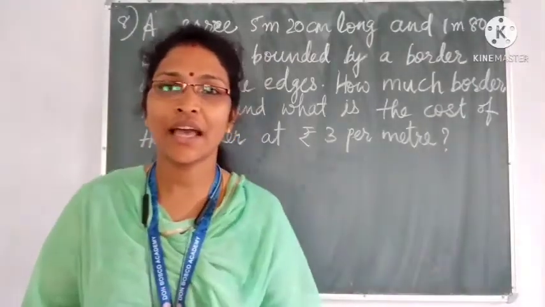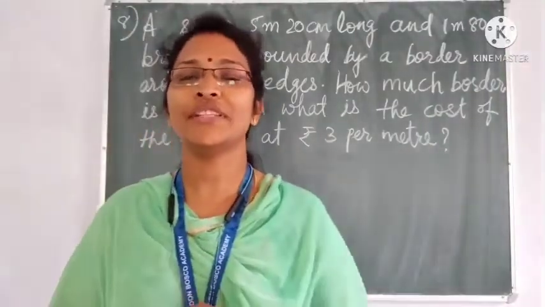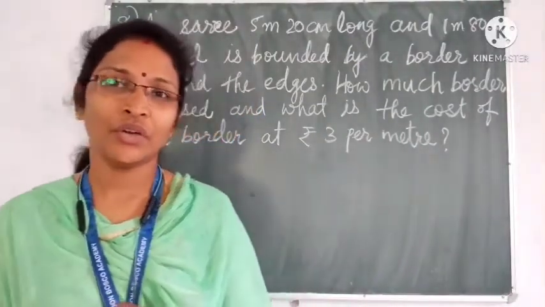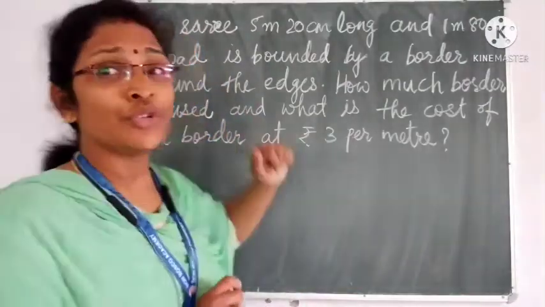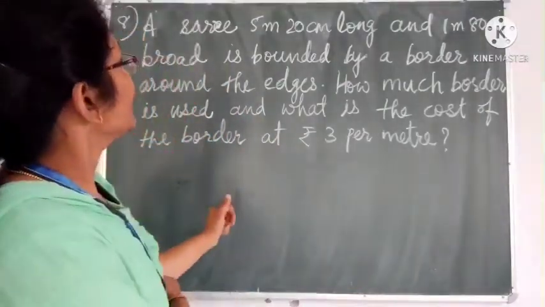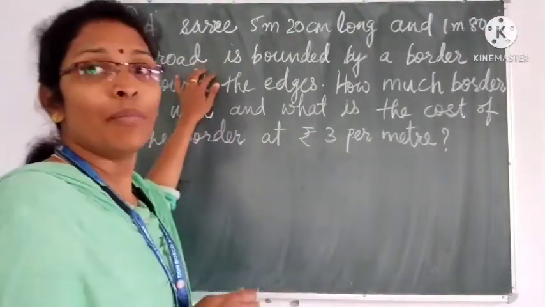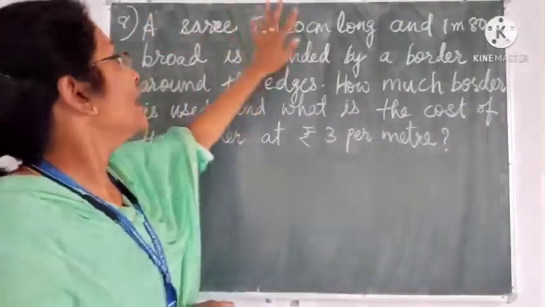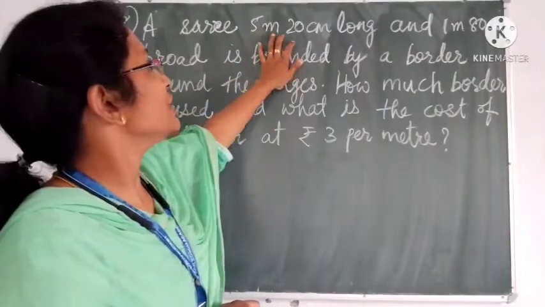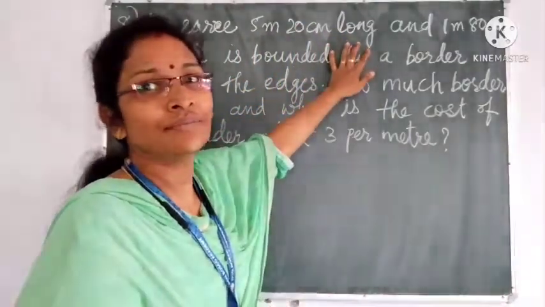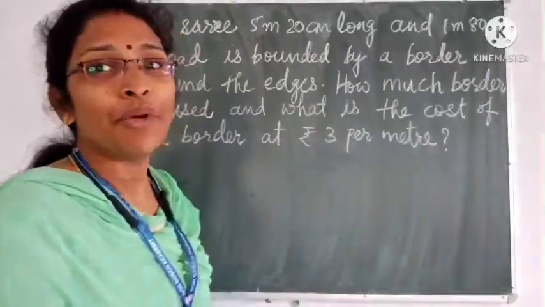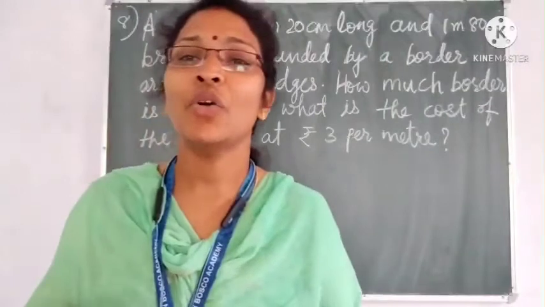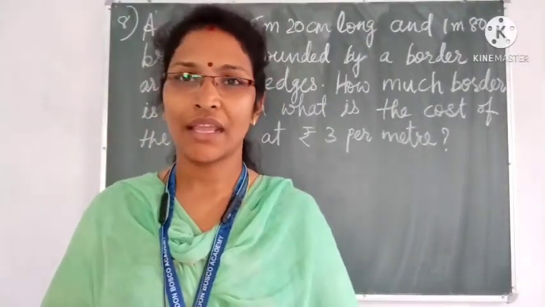All of you must have seen the sari. And what is the shape of a sari? It is of rectangular shape. Now, what are we going to do on the sari? It's going to be put with a border. Length of the sari is 5 meter 20 centimeter, and the breadth is 1 meter 80 centimeters. We are going to put a border for this sari.